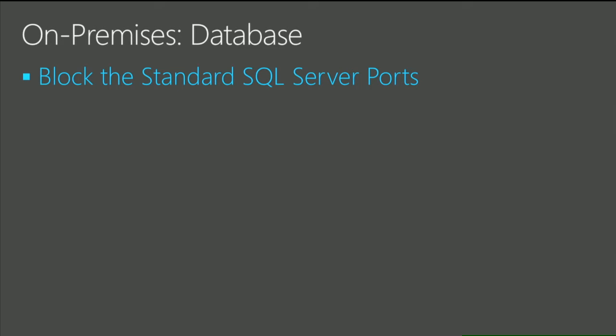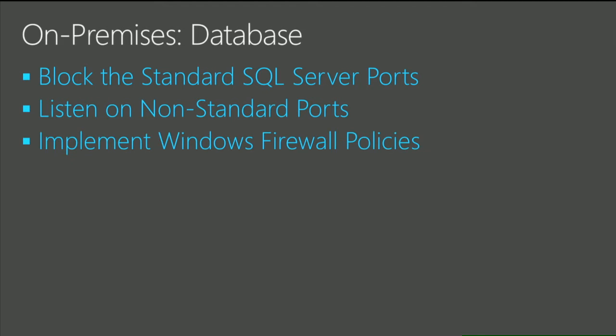You have to stop and step back and say, what am I going to do? I'm going to block the ports and use a different mechanism. I'm going to use a SQL alias. I'm going to use something else. Make sure you listen on non-standard ports. Implement the firewall policies correctly. So when you build your SharePoint environment, only open the ports that are needed for the services that you want to access on the SQL Server. Utilize group policies. Control that.